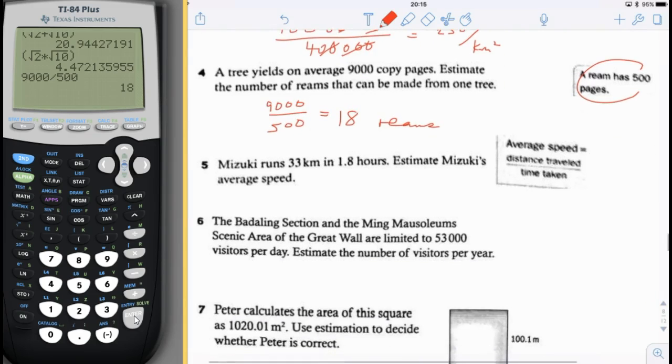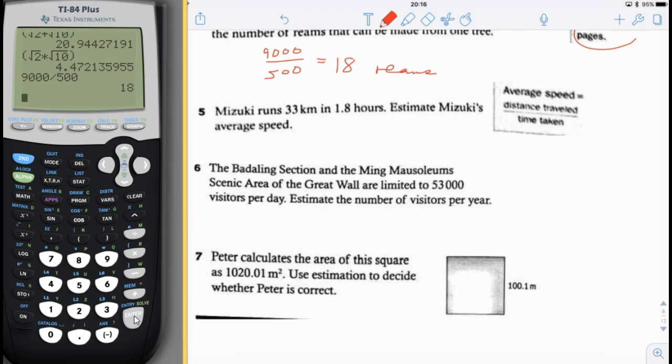5. Mizuki runs 33 kilometers in 1.8 hours. Estimate Mizuki's average speed. So, average speed is distance traveled divided by time. So 33 kilometers, remember we're doing estimates, so we're going to do 30 kilometers divided by, instead of 1.8 hours, we're going to do 2 hours, because 2 is closer than 1 hour. And so we're going to get 15 kilometers per hour.